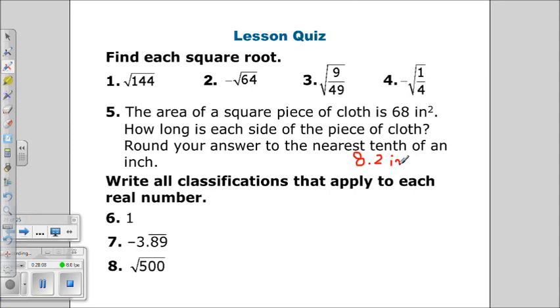Okay, so just to try it, and you will find out that the answer is close to that one. That's why we need to understand how we can find the closest answer to be reasonable. The area of a square piece of cloth is 68 inches, and in that case, we need to round the answer to the nearest tenth.